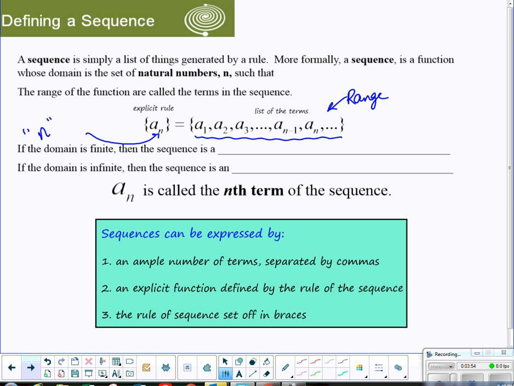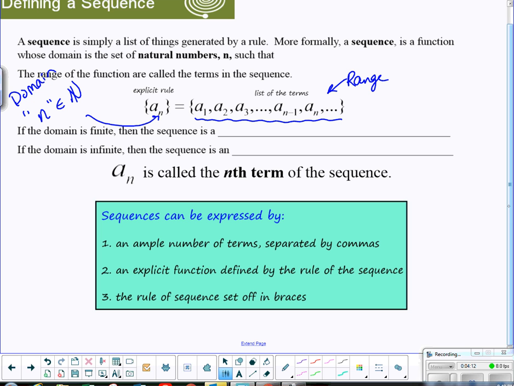So n is a member of the natural numbers, the natural counting numbers 1, 2, 3, 4, 5. Those natural numbers are our domain. And so we put in those, and we come out with different terms of a sequence. If the domain is finite, then the sequence is a finite sequence. And if the domain is infinite, then the sequence is an infinite sequence. You could guess that, couldn't you? Meaning that the terms never stop, that pattern of terms will continue.